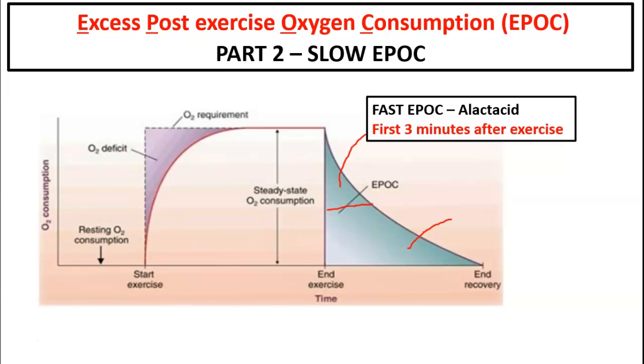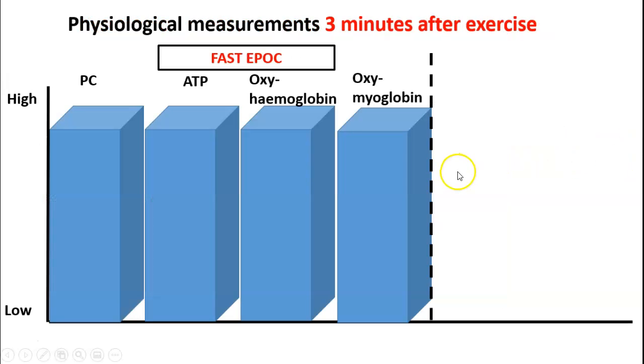So if we have a look back at how we finished last screencast, it was this. We looked at how after 3 minutes after exercise we had managed to get our PC and ATP stores resynthesized via endothermic reactions. The second thing we looked at is how we managed to recover our oxyhemoglobin and oxymyoglobin by the 1 to 4 litres of oxygen that we got in the first few minutes of our fast EPOC process.